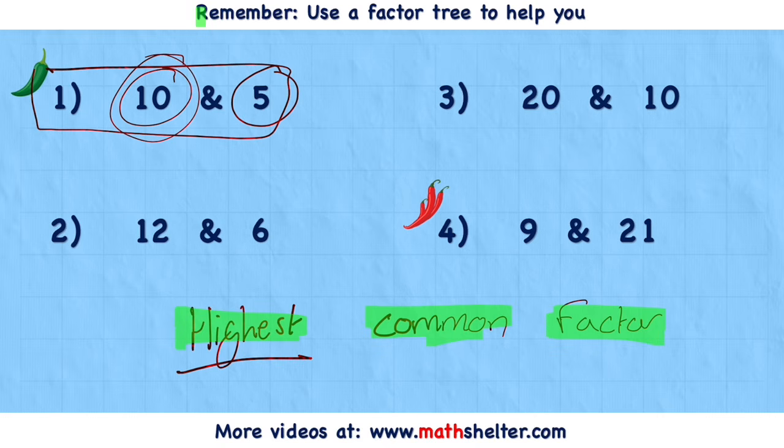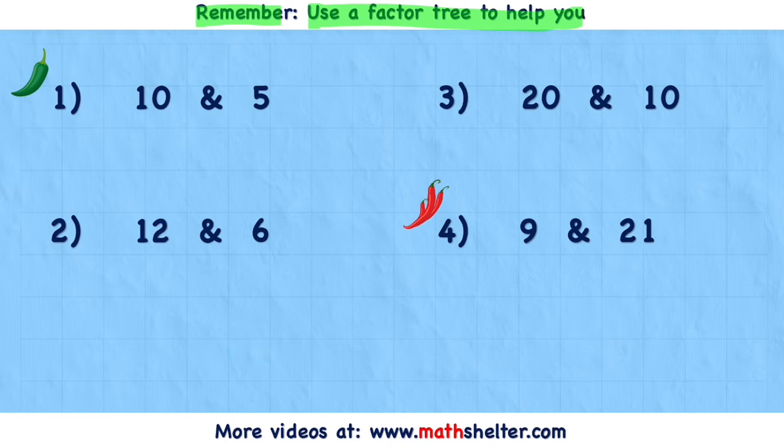And what are we going to need to remember to do that? Well, we're going to use a factor tree to help us. So let's look at what that means. When I'm looking at these numbers in the first example, 10 and 5, I'm basically looking for numbers that multiply together to equal those given numbers. And I can always start with 1 times the number itself. 1 times 10 will equal 10.